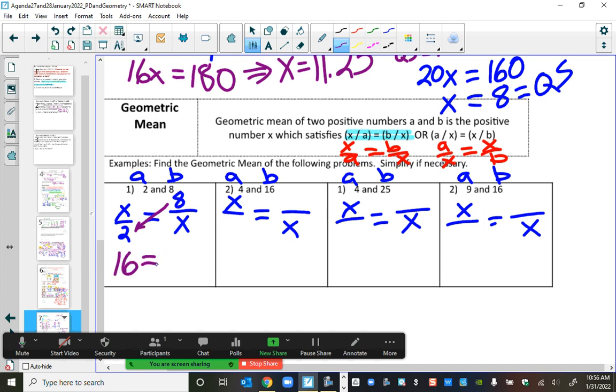16 equals, now careful, is it 2x or what's x times x? Careful, x to the x to the second power. x times x is x squared. But this isn't so bad, because now it's just a matter of square roots. So now, get the square root. Think about what number you multiply by itself to get 16. What number times itself gives you 16?